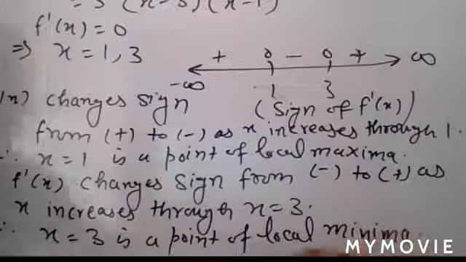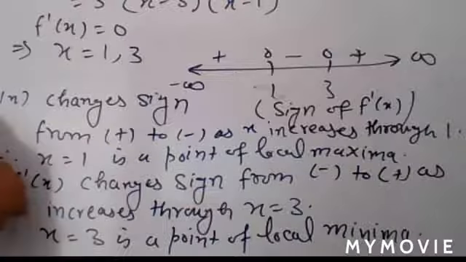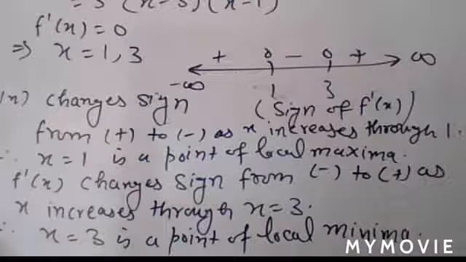Understand? So in this way, you find the point of local minima. But if you want to find the value of it, that is the local minimum value, then you put x is equal to 3 in the given function, and you get the local minimum value. So this method is known as the first derivative method. Everyone getting first derivative method?